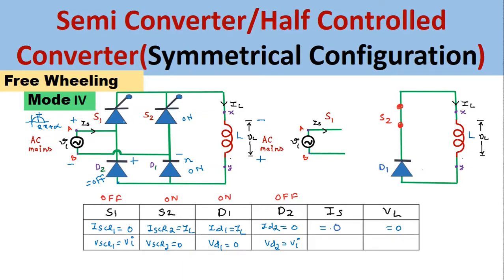Now after eliminating SCR1 and diode D2, the circuit will look like this. The current flowing through this load will be due to the stored energy in the inductor, or the self-induced EMF across the inductor, and this self-induced EMF is given by VL equal to L di by dt. This will be the magnitude of the self-induced EMF. The polarity of the self-induced EMF is minus and plus. Since this short circuit is coming across the load, the load voltage VL will be equal to 0 in this condition. And the source current? Since the source is disconnected from the circuit, the source current will be equal to 0.